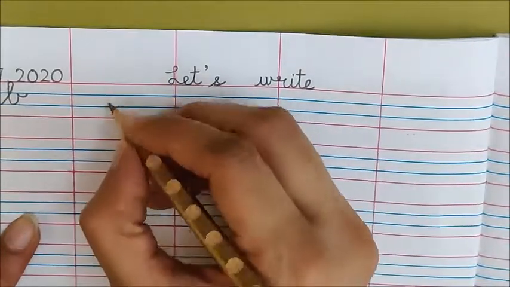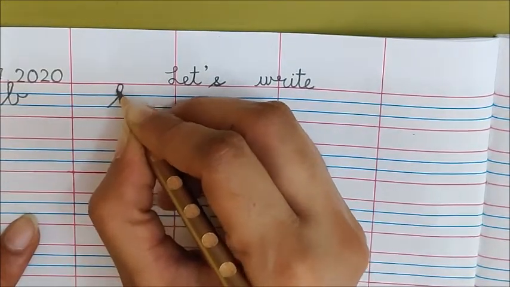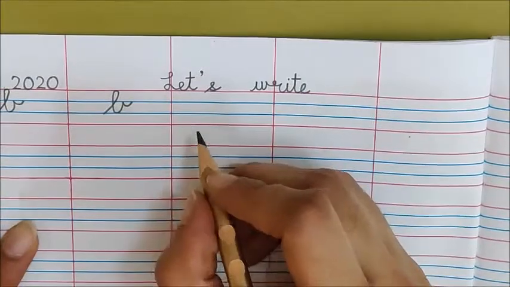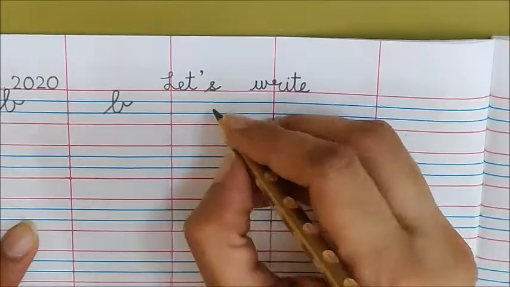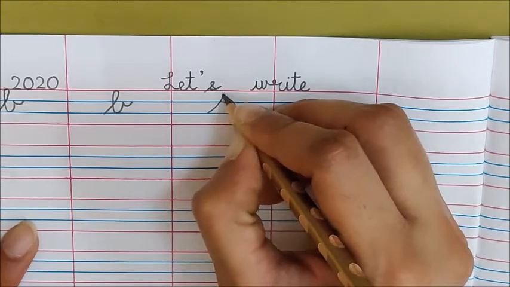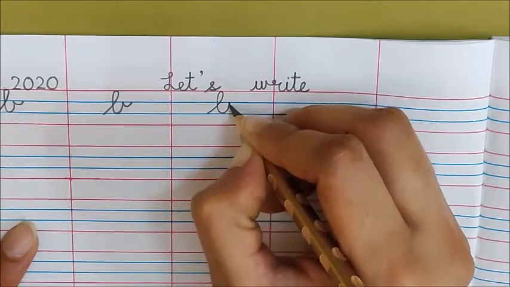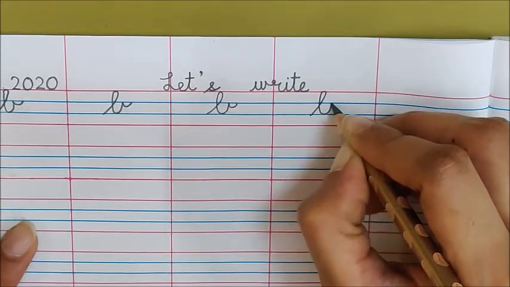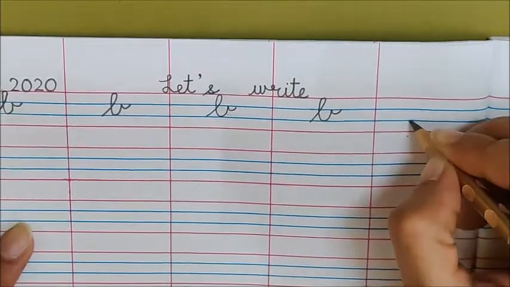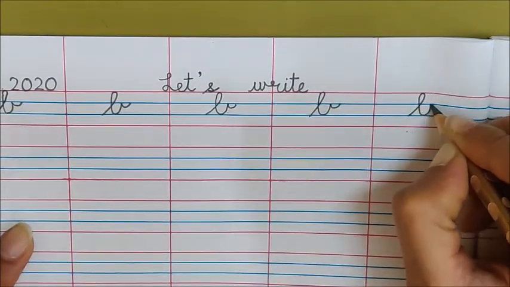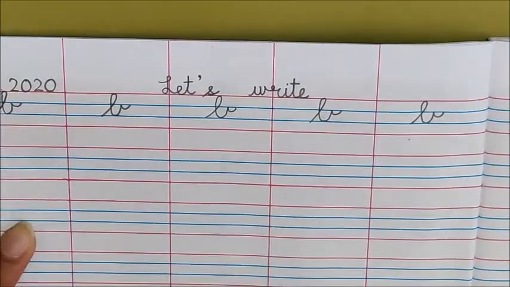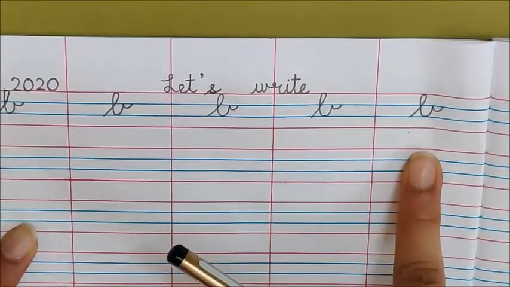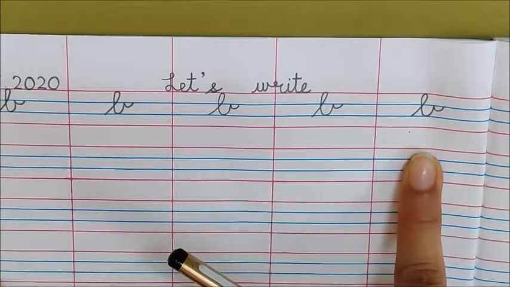Okay children, so let us write B again. Go. B, B. The sound of letter B is B, B. So children, let us write one more time. B, B. Write again. Up, loop behind. Go up and a smiley. B, B. See children, I have written this letter 5 times. 1, 2, 3, 4, 5. So you also have to write letter B like this 5 times.